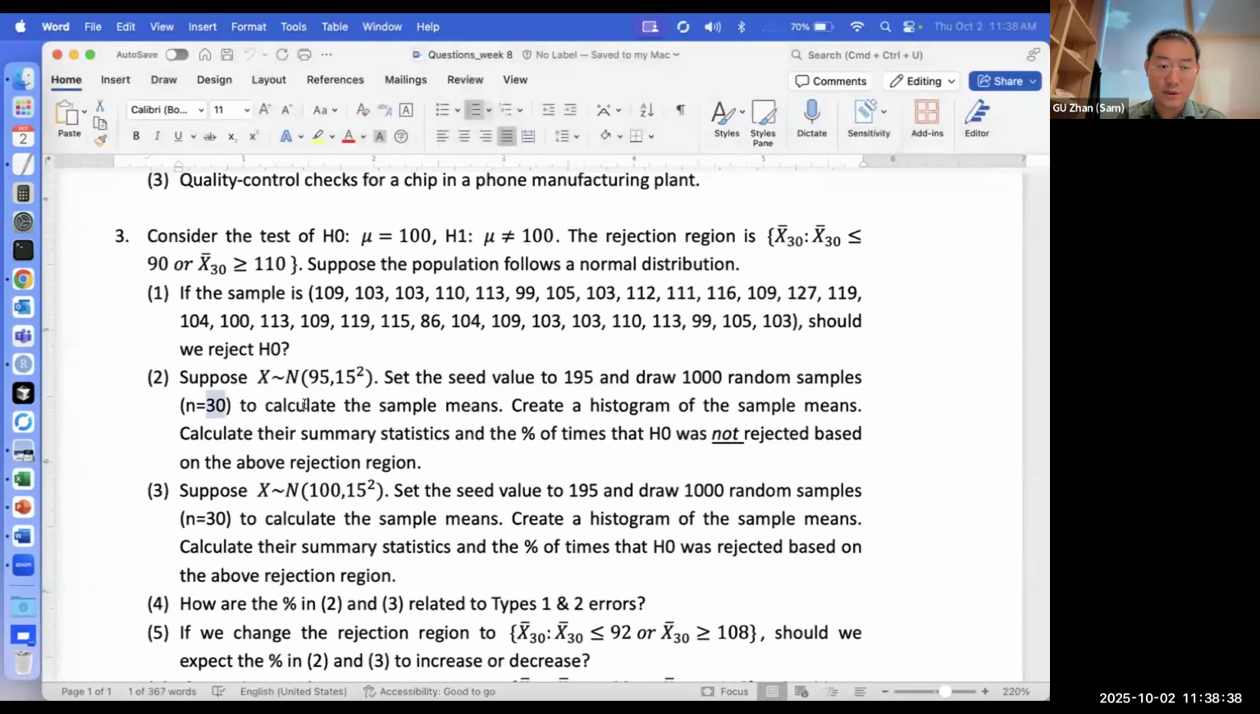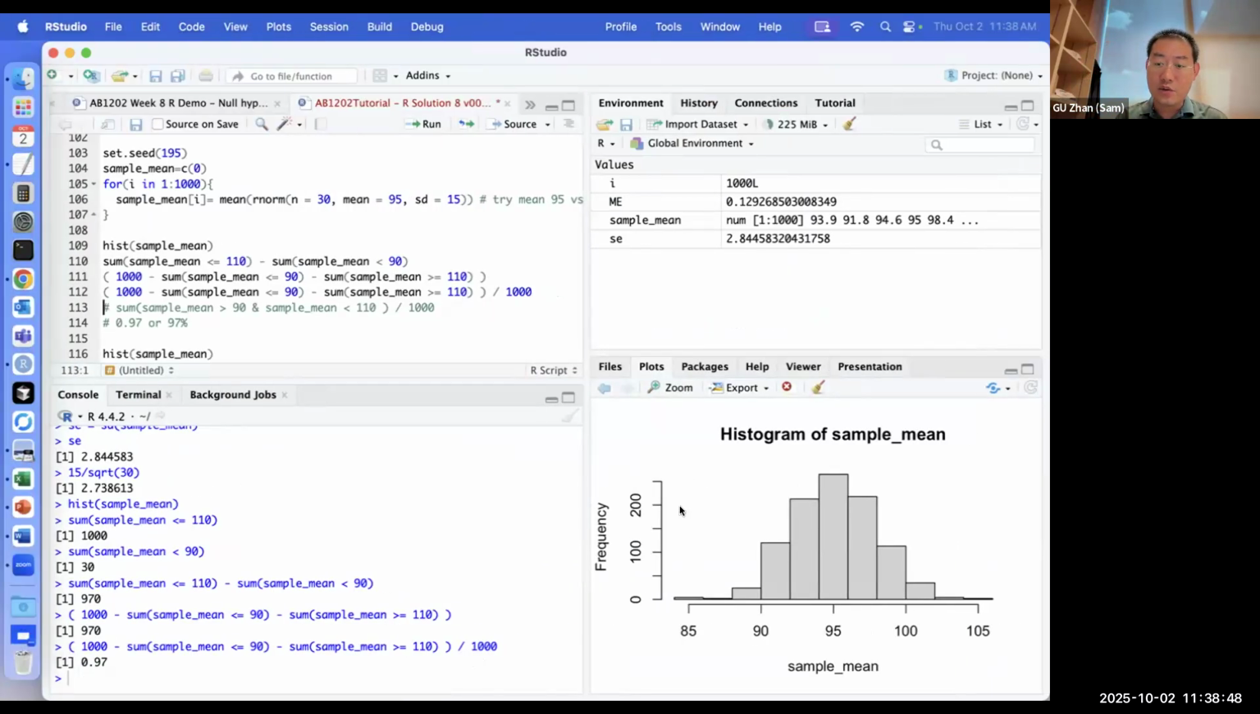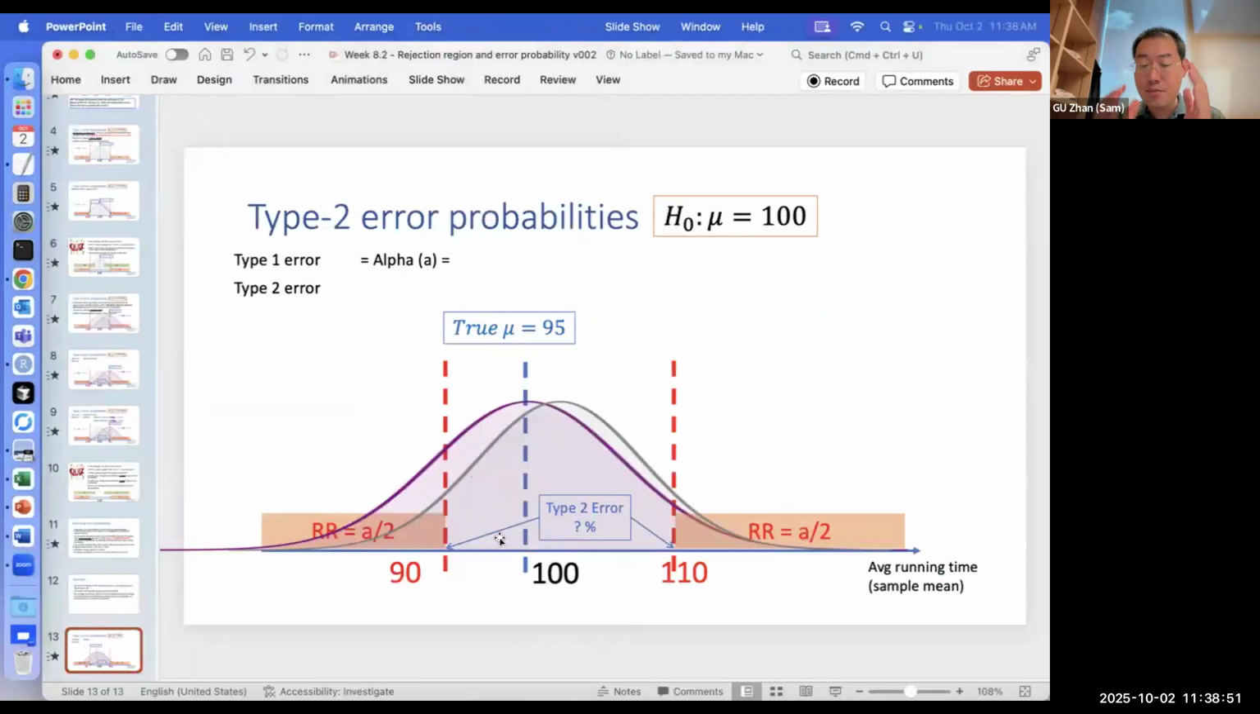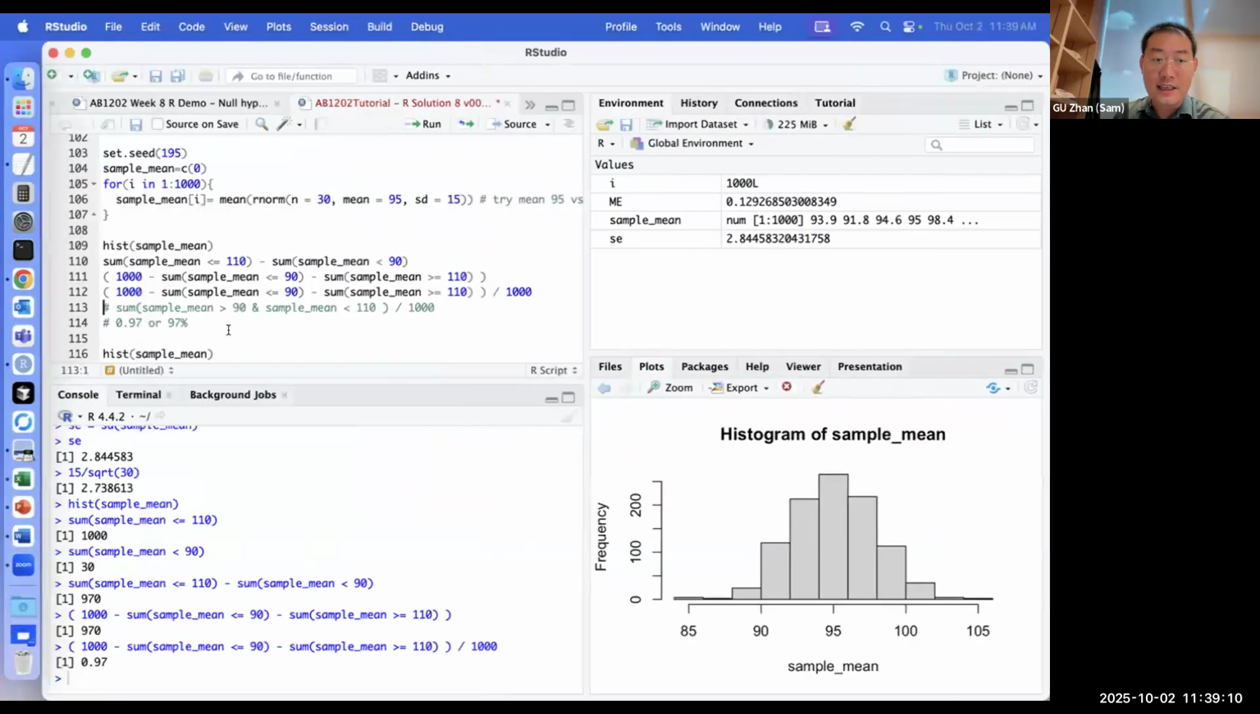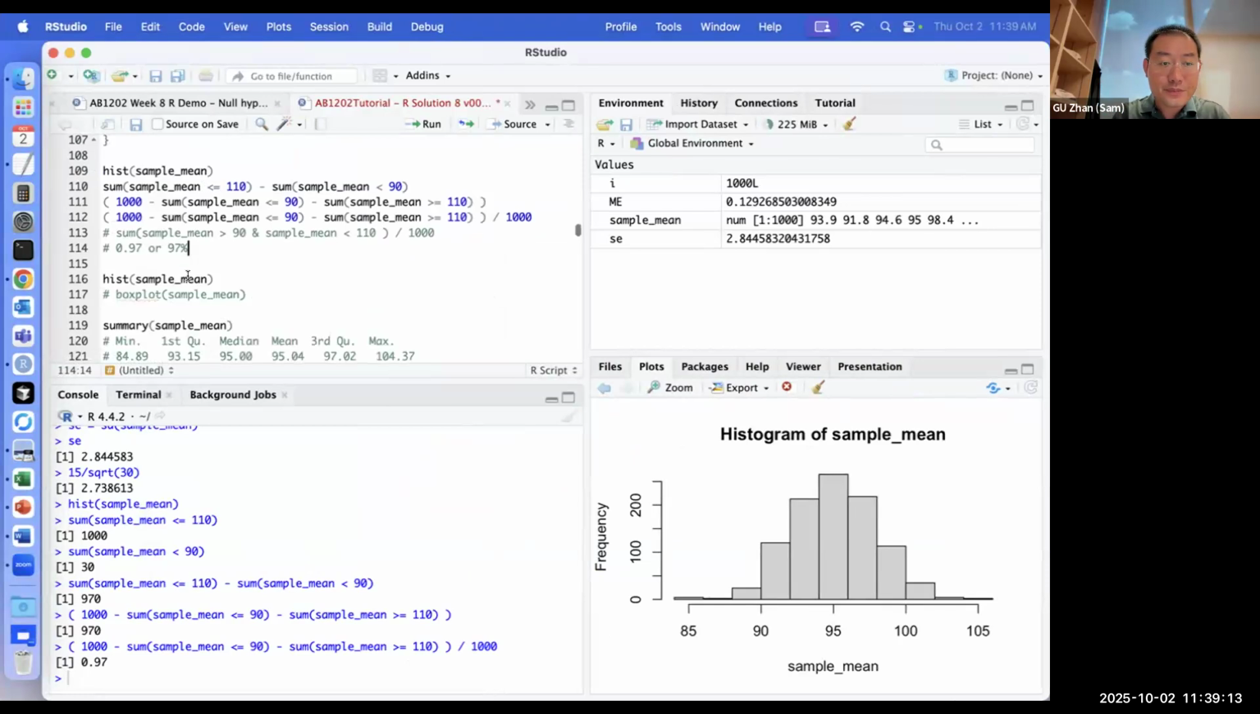So this is question 3.2. It says calculate the summary and the percentage of times that H0 was not rejected. The H0 was not rejected when your sample mean is in between these two cutoff lines, right? So we have 1,000 sample means. We find out how many sample means are within this region and how many are in the rejection region. So retain those within this 90 to 110 range, divided by 1,000, is the 97%.